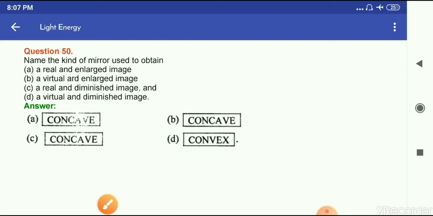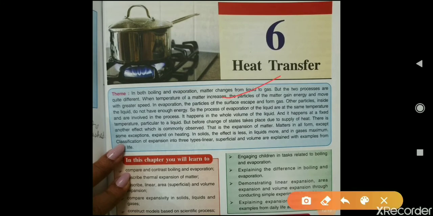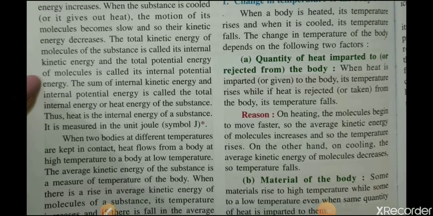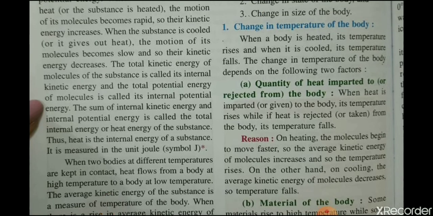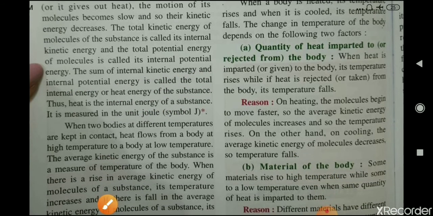Now we will start the explanation part of lesson number 6. Lesson number 6 is heat transfer. We have already discussed in your previous class that the sum total of internal kinetic energy and internal potential energy is called the heat energy of a substance. So heat is the internal energy of a substance and it is measured in joule. So the unit of heat is joule.